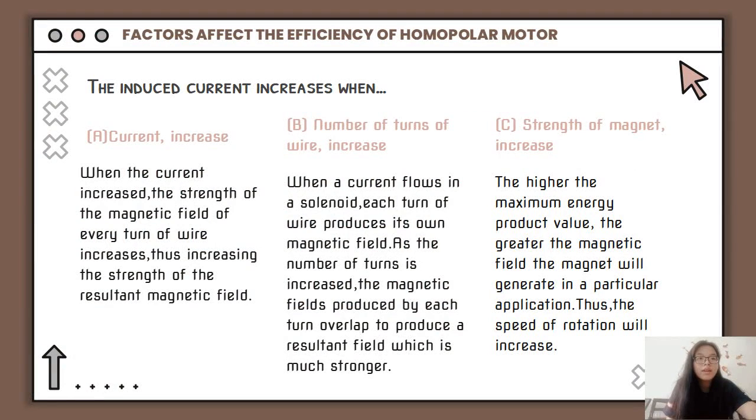The induced current increases when the current increases. When the current increases, the strength of the magnetic field of every turn of wire increases, thus increasing the strength of the resultant magnetic field.